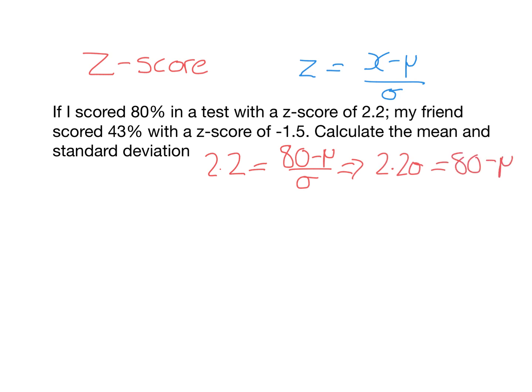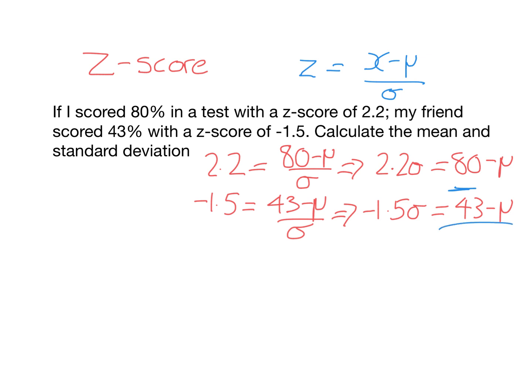Similarly, a score of 43 yields a z-score of negative 1.5. So z equals score minus mean over standard deviation. Again, I'm just going to times each side by sigma because that just makes it a little easier to work with. So now I have 2 equations with 2 variables. I'm going to use simultaneous equations. Here, the mu has the same coefficient in both equations. Once again, they have the same sign, so I'm going to subtract the equations.